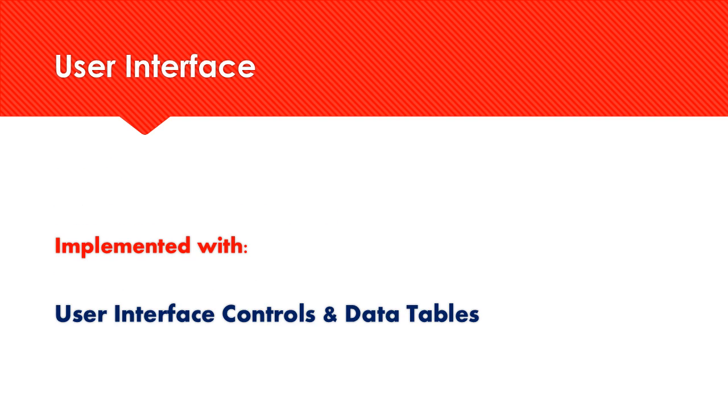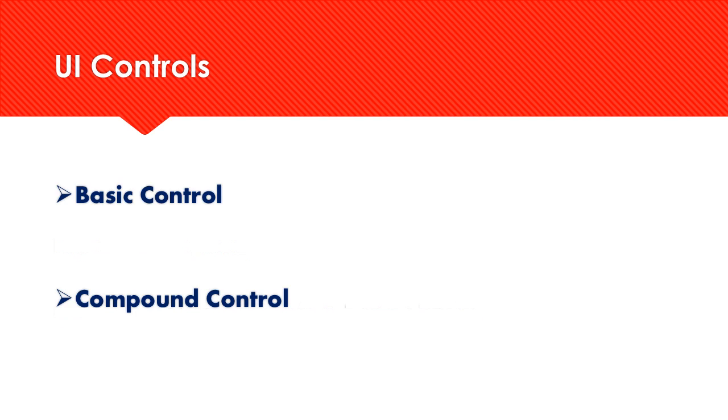A user interface is implemented with user interface controls. Data tables also have an important role in the implementation. There are two types of user interface controls: basic controls and compound controls. Examples of basic controls are a drop-down combo box, a push button, a menu option. Compound controls are controls that are aggregated of other controls.